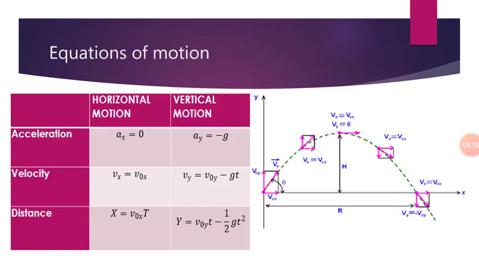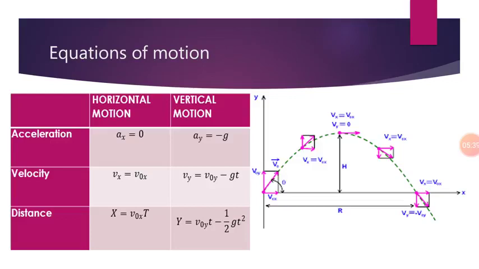The velocity. The horizontal component of velocity is equal to the initial horizontal component of velocity v0x. Similarly, in the vertical motion, as the vertical component of velocity is affected by g, that is defined by the first equation of motion. Vf is replaced by vy, Vi is replaced by v0y, and acceleration in the first equation of motion is replaced by minus g. So vy is equal to v0y minus gt is the expression for the velocity of the projectile in the vertical direction.